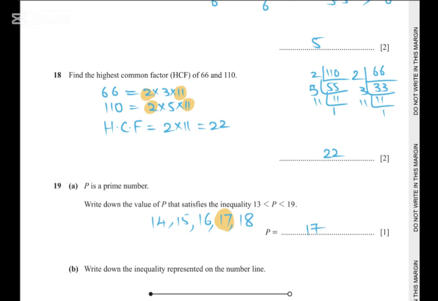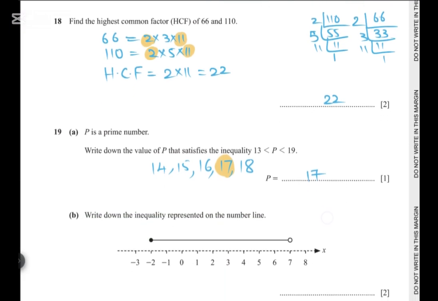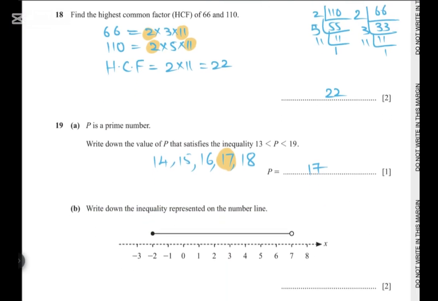Question number B. Write down the inequality represented on the number line. So this is the number line given to us. You need to write the inequality. For inequality, always check whether the circle is shaded or not, because if it is shaded, you have to use less than or equal to or greater than or equal to.